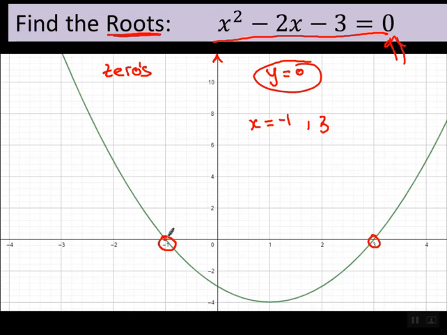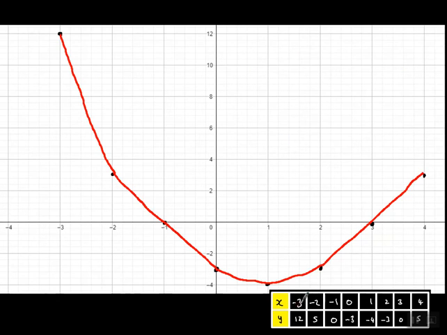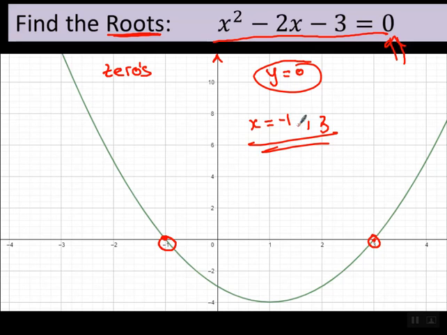And this is one coordinate where the y value is 0, and this is another coordinate where the y value is 0. So they are the solutions. And if you plug these numbers in, they do give you 0, because if we go back to our table, -1 for x gives us 0, and 3 also gives us 0. So they definitely work.